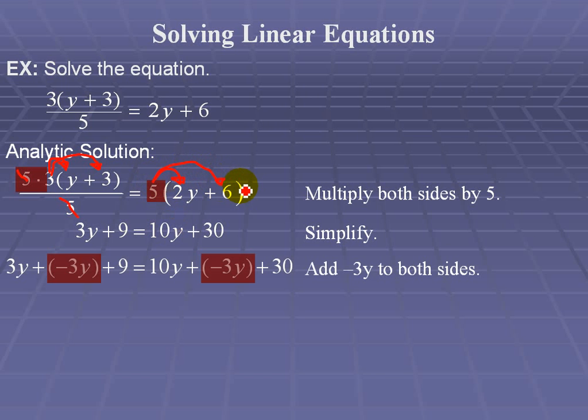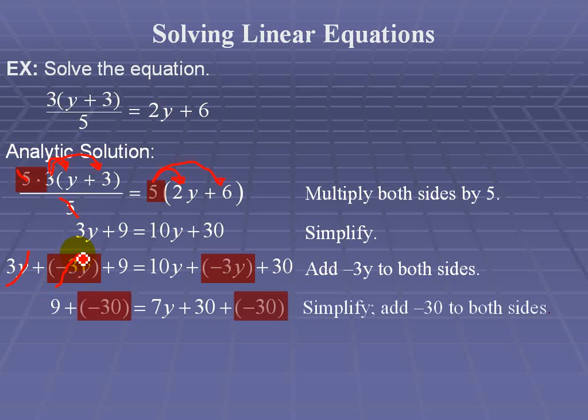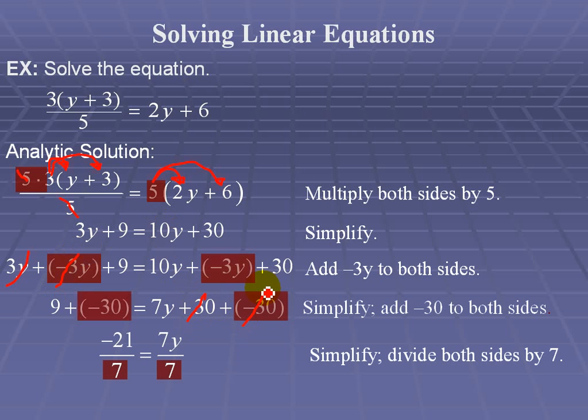Next, we'll add negative 3y to both sides. Once we add our negative 3y to both sides, notice on our left hand side that our variable will cancel. Next, we'll add negative 30 to both sides. Notice on the right hand side our number or our constant will cancel. Next, we'll simplify. We'll divide both sides by 7 for a final answer of negative 3.